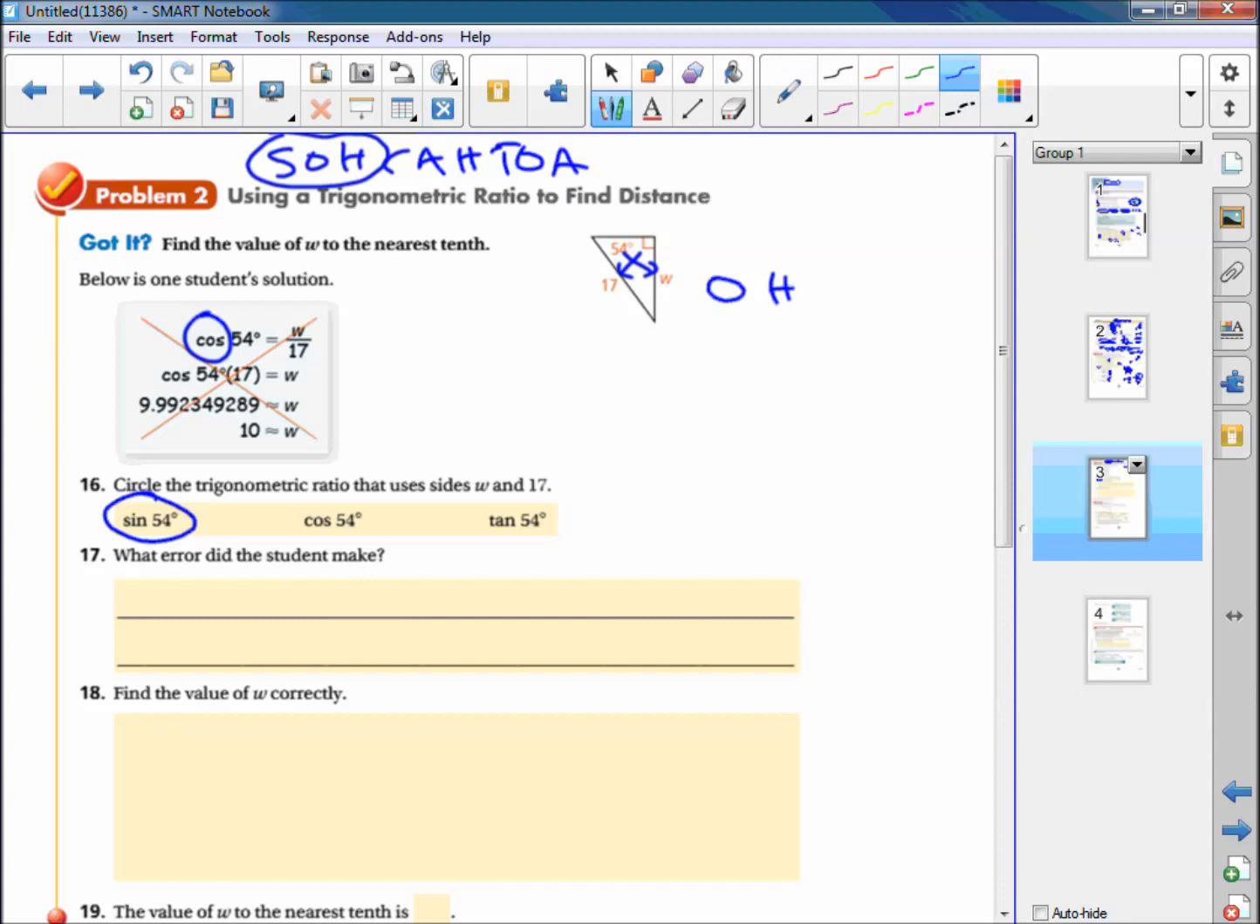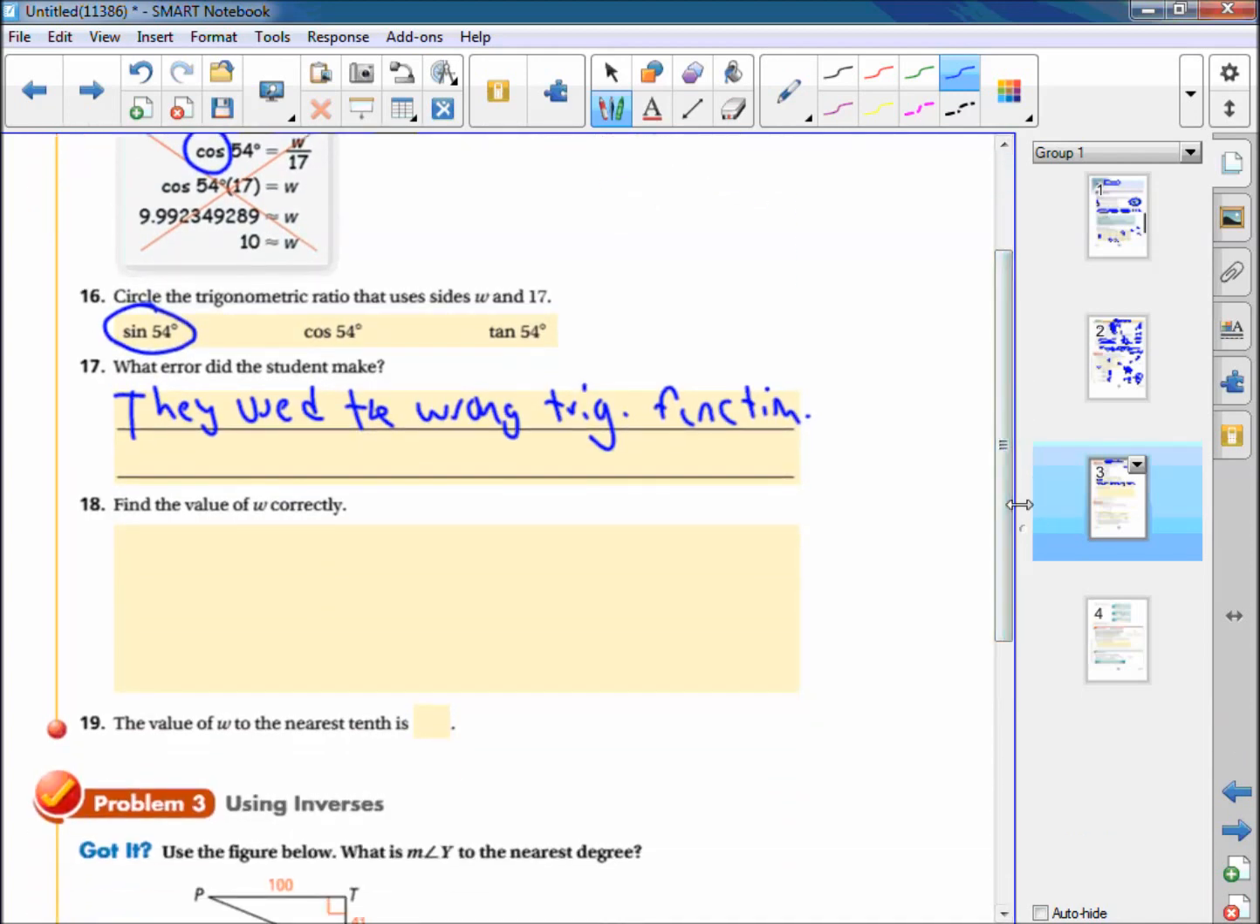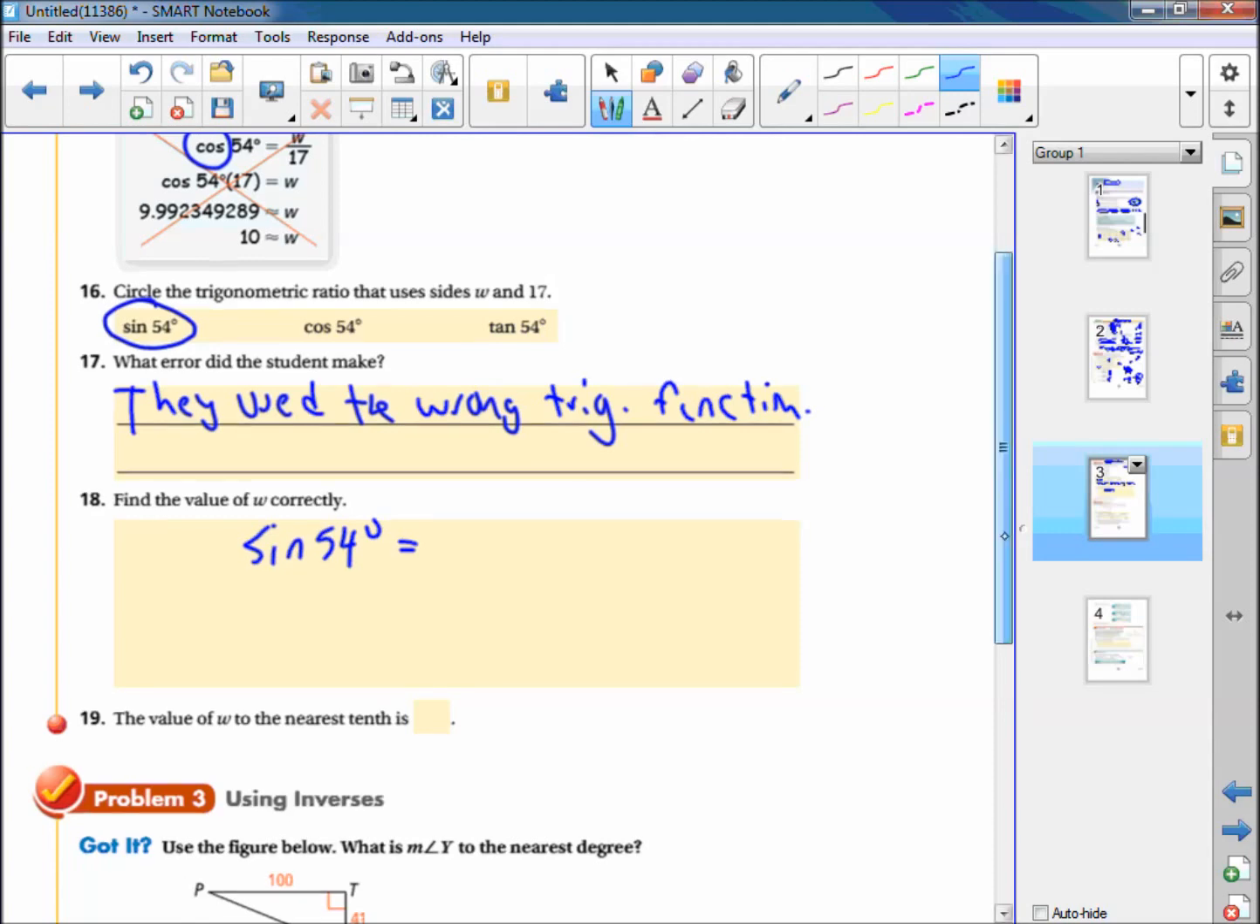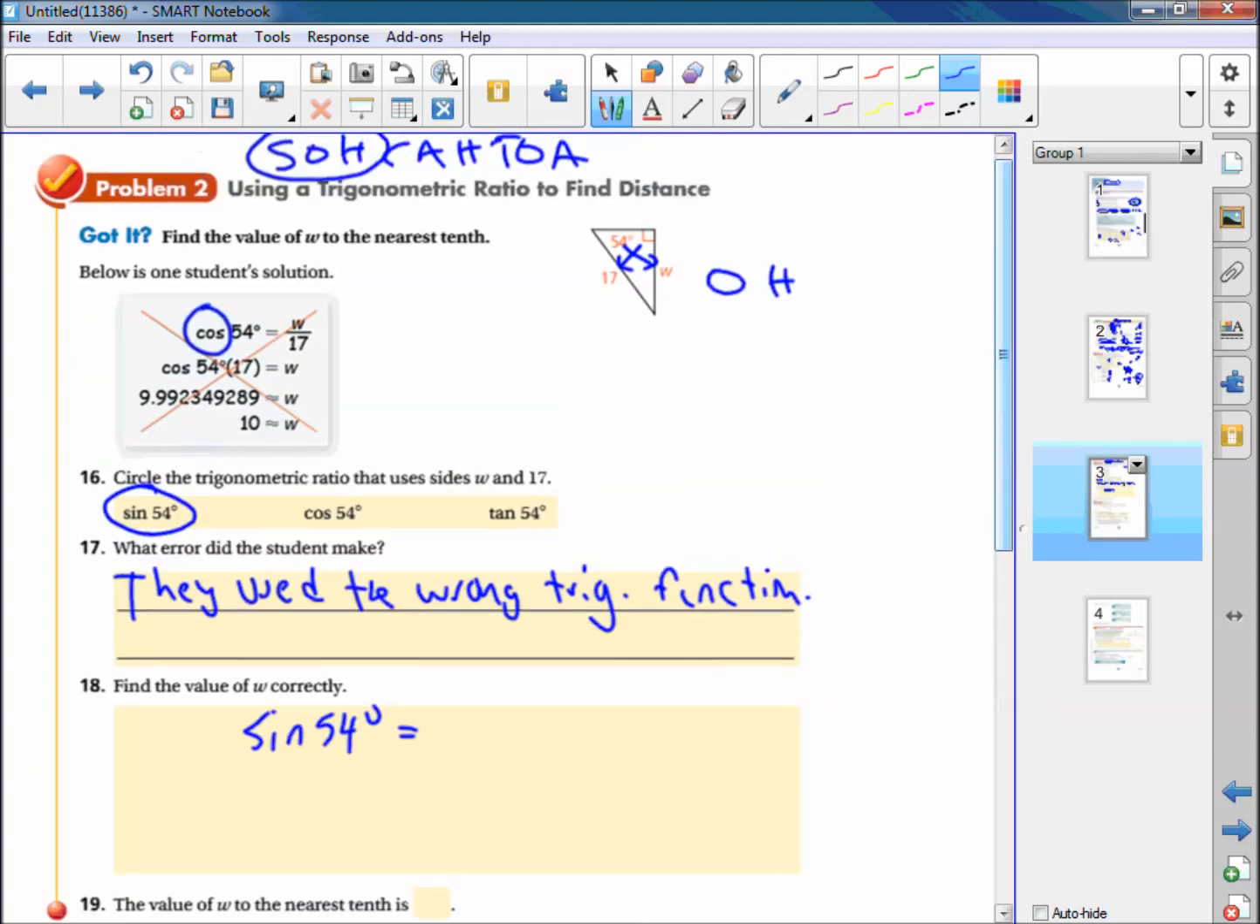So what error did the student make? They used the wrong trigonometric function. And I'm going to shorten that to trig function. Okay? Find the value of W correctly. So let's do this correct. Okay? So we know that the sine of the angle, so we know our angle this time is 54, and that should be equal to the ratio of the opposite, which was W, divided by the hypotenuse, which was 17.